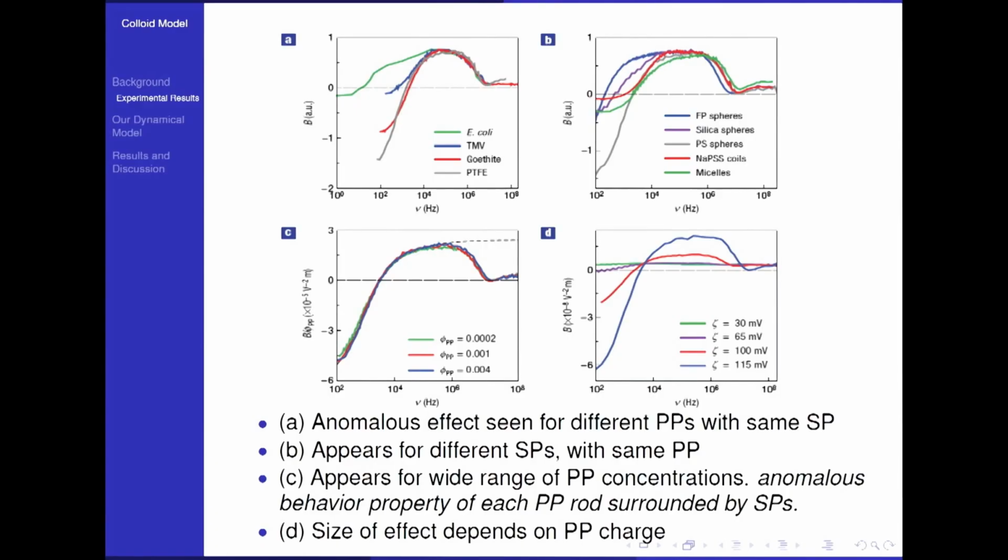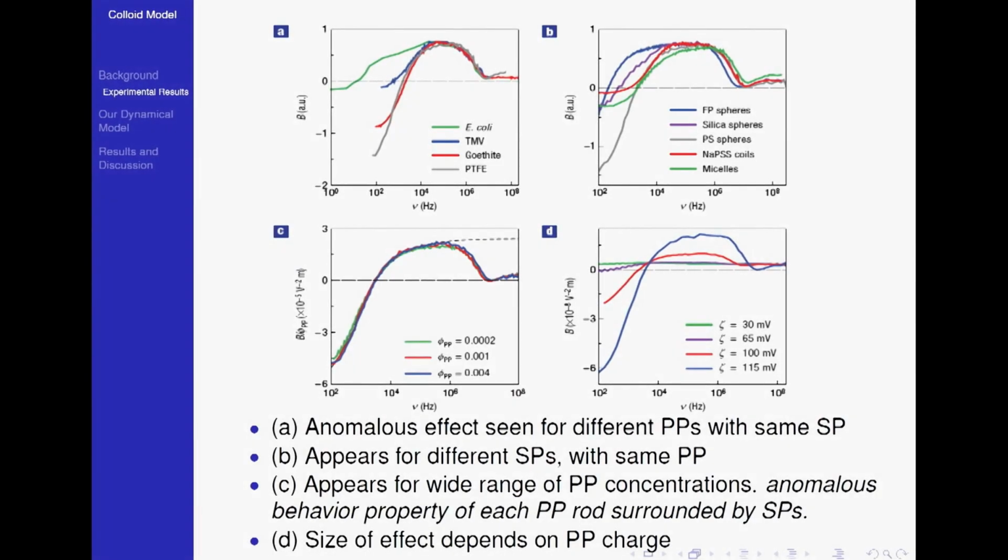In fact, the inference that you draw from this is that the anomalous behavior is actually each of these rods surrounded by a bunch of acolytes, which are the little small polymers. So this is important for us because what this tells us is we could actually build a model with a single rod surrounded by a bunch of particles, and that might already tell us part of the story. And that's exactly what we're going to do.